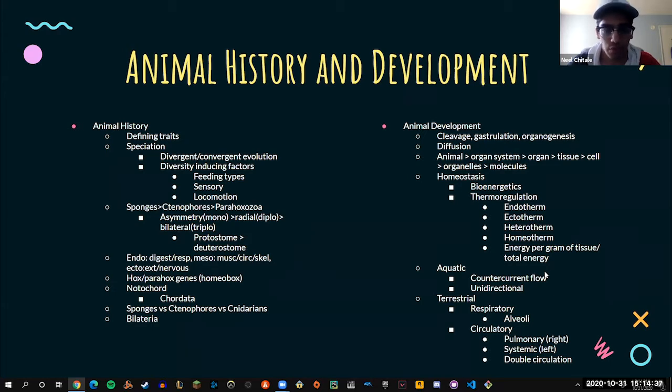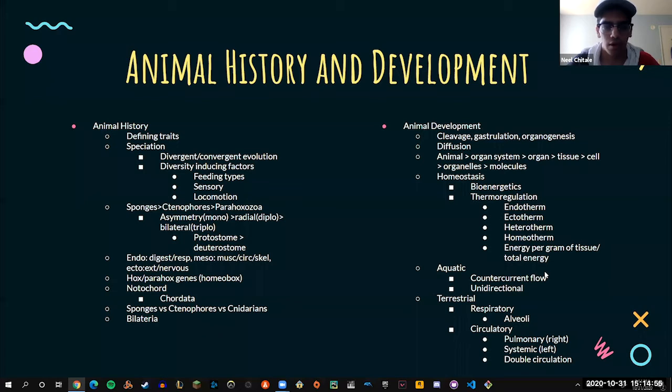Then you have ctenophores, which branch out from sponges. They have radial symmetry, and they're diploblastic. So they have two tissues. They have the endoderm and the ectoderm, internal tissue and external tissue.